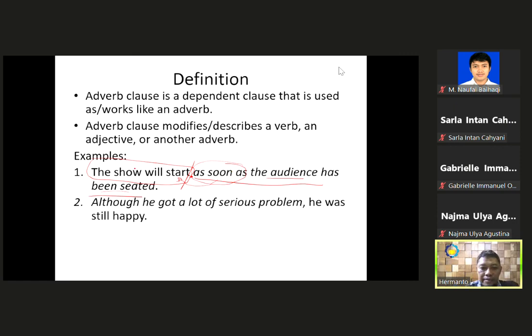which is the adverb clause. Although he got a lot of serious problems. And the main clause: he was still happy. What is the function here? To indicate the contradictory condition. He was happy, but on another side, he got a lot of serious problems. So it's a contradictory condition, actually. So, happy, although he got a lot of serious problems.